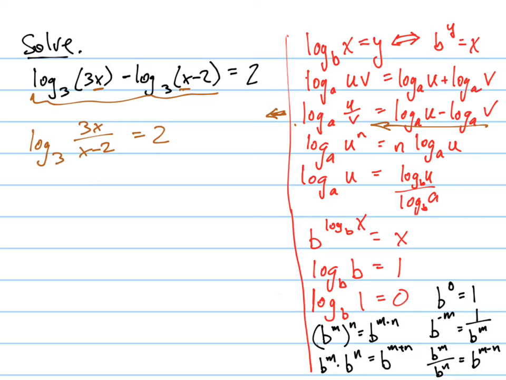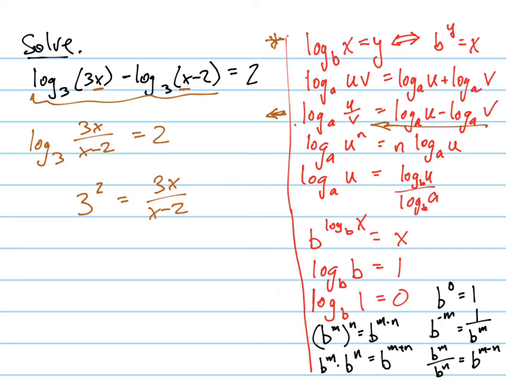Okay, now what can I do to solve that? Well, I don't like logs. Logs are messy, right? I'm looking at this thinking, how can I get rid of the log thing? Well, that's this up here. It's the equivalency. I can rewrite every log as an exponential, right? So how would I rewrite that? So it's 3 to the 2 equals 3x over x minus 2.